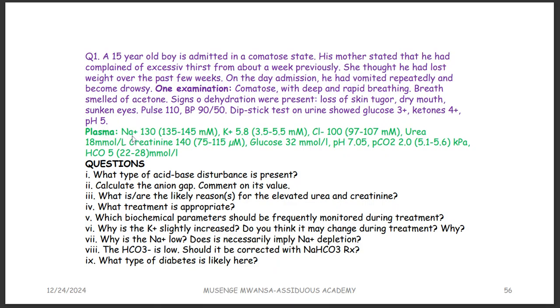plasma sodium 130. You can see that is low. Potassium is 5.8, that is high. Chloride is 100, which is normal. Urea is 18. Creatinine is 140. Glucose is 32. pH is 7.05. Partial pressure of carbon dioxide is 2, which is low. Bicarbonate is 5, which is low. What type of acid base disturbance is present here?